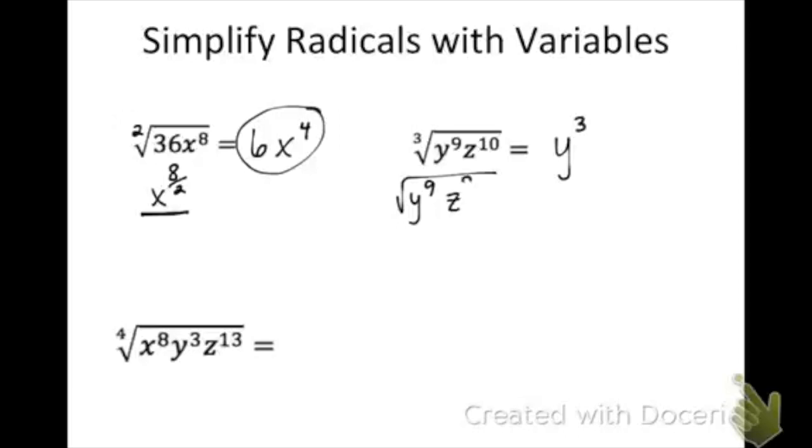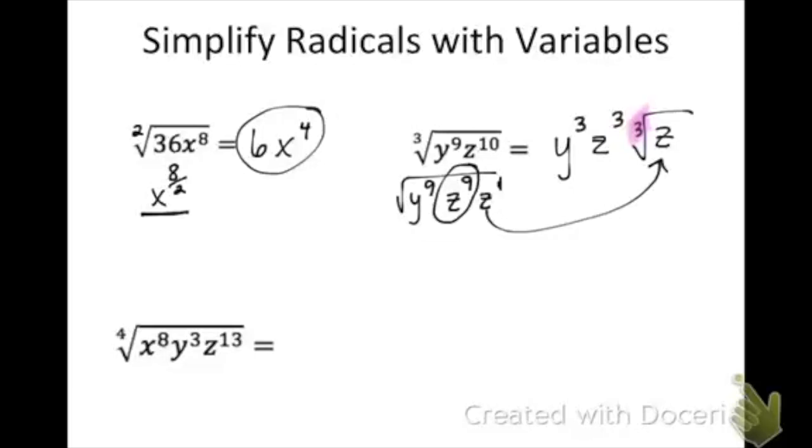So we're going to write it as z to the 9th and then z to the 1, because z to the 9th times z to the 1 is z to the 10th. So we can simplify this z to the 9th, 9 divided by 3 is 3, and leave this left over z in the radical. Make sure that you carry over the cube root. If you didn't put the cube root there, you would have changed it to a square root, and that's not right.